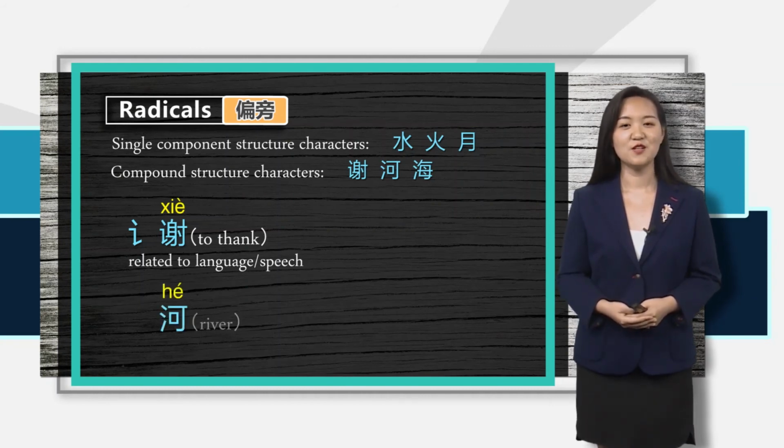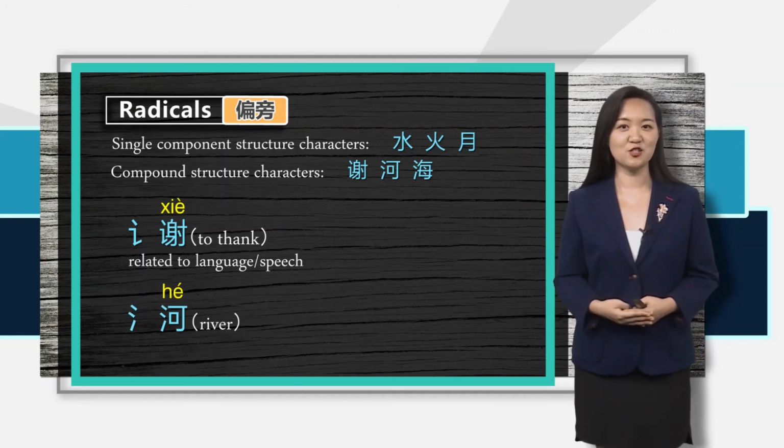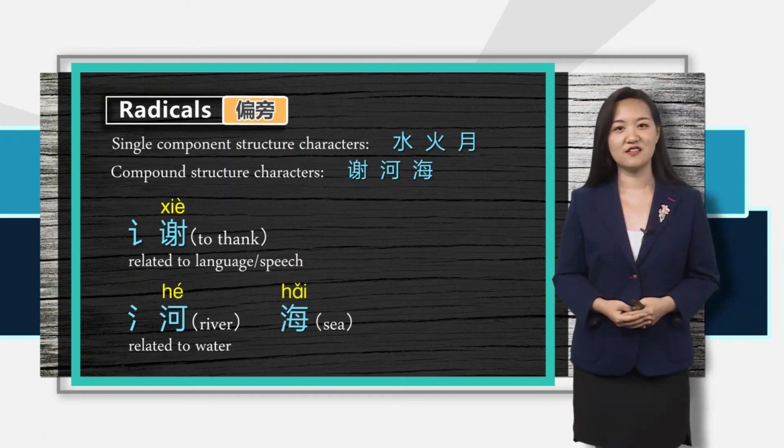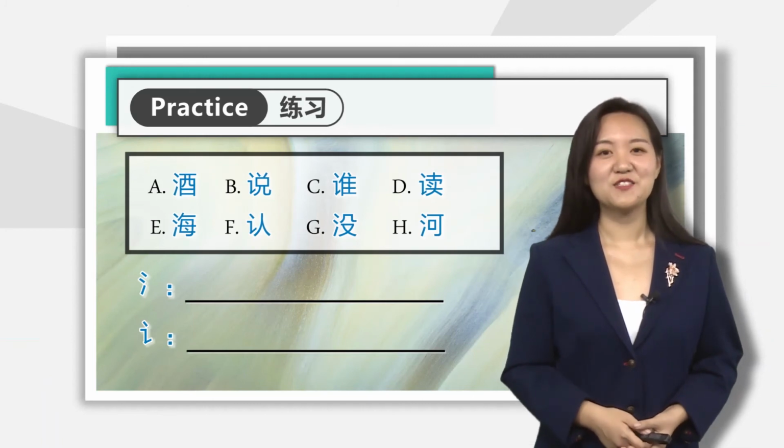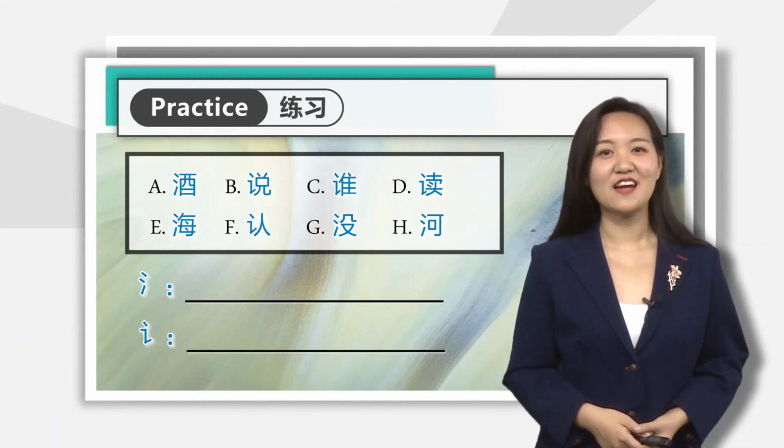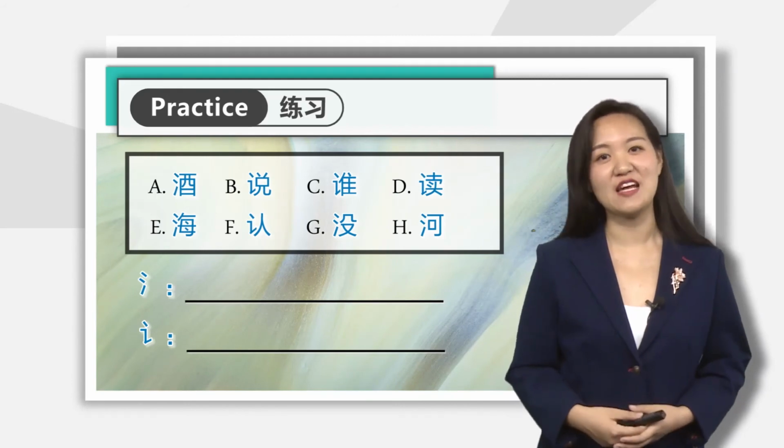河 river. 河 is formed by 三点水 and 可. The left part of 河 is usually related to water. It is reshaped from the character 水. For example, 海 ocean, sea is also formed by 三点水. Let's do some practice. Look at the characters and group them with the same Chinese radicals.